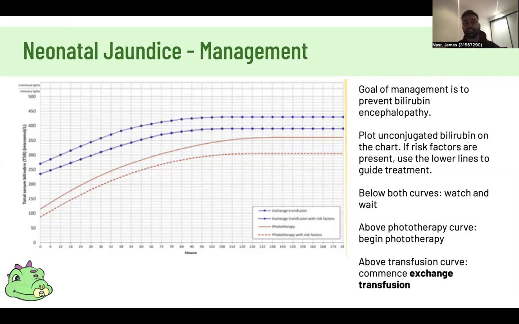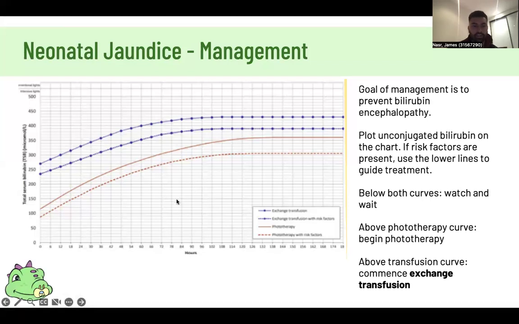So the goal behind this is just to try to reduce the amount of bilirubin in the body. So you'll get a chart similar to this. There's a lot of different charts, but they all have the same principles. And essentially the idea is to plot the unconjugated bilirubin on the chart. So do your blood tests and find that out. If risk factors are present for severe disease, then use the lower line. So it's the dotted line here. The dotted line in the red and the blue would be the lines that you'd use. For most babies, it would be the other line.